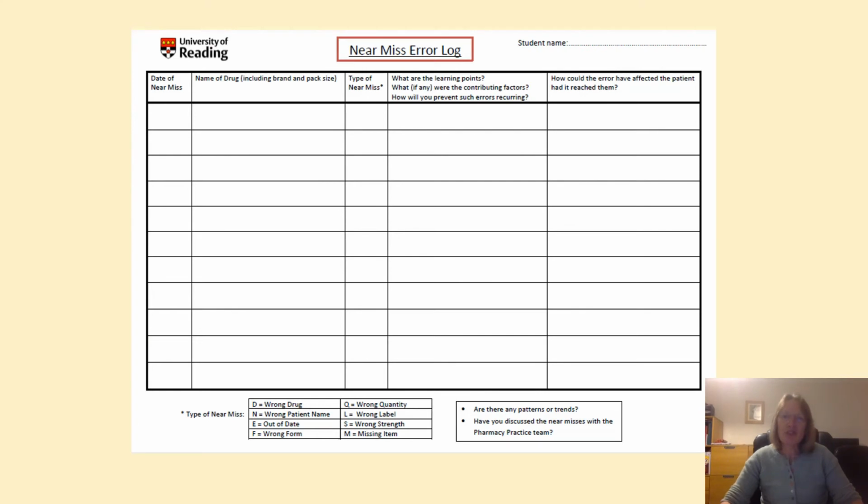So this is just to show you the near miss error log that you're probably filling in during your PAMs, and just to say that you need to keep these. Not only for filling in during PAMs, make sure you write down all of your near misses, but you'll need to put these into your PAD portfolio and keep them. It will be needed as part of your submission in the third year when you've filled in your PAD portfolio. 100%, they will want to see your near miss error logs in there.